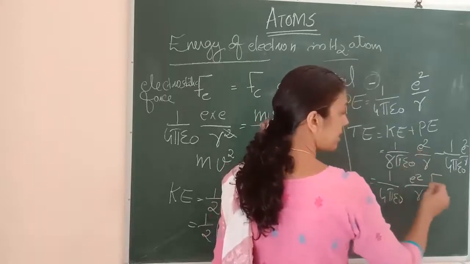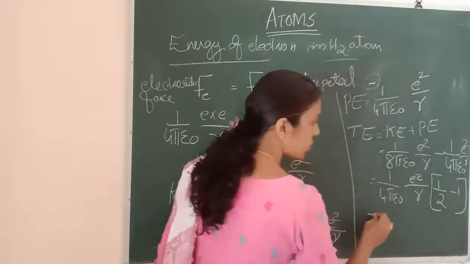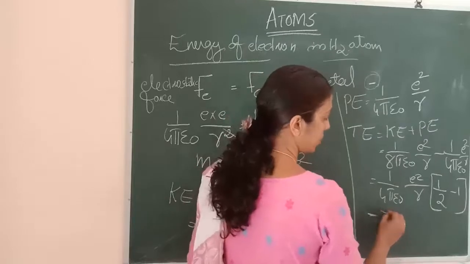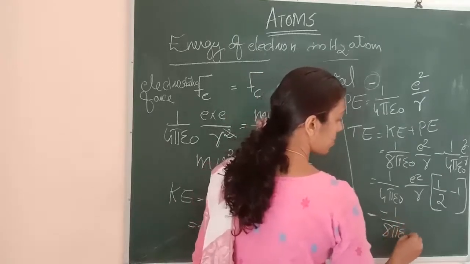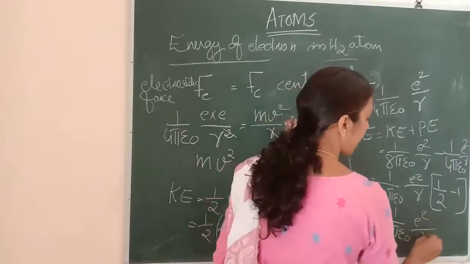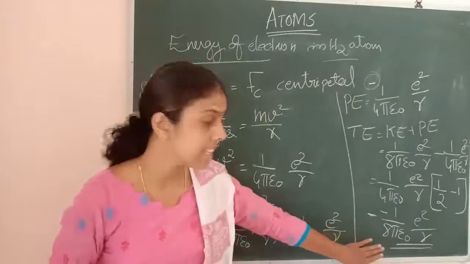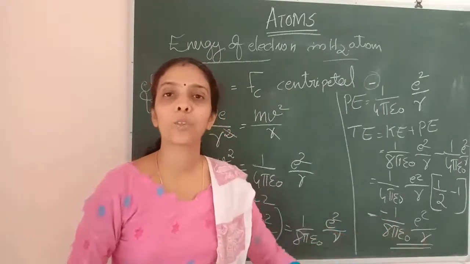So here, in this, 1 by 2 minus 1 is minus 1 by 2. So it will be minus 1 by 8 pi epsilon 0 e square by r. So the total energy we got is negative: minus 1 by 8 pi epsilon 0 e square by r.